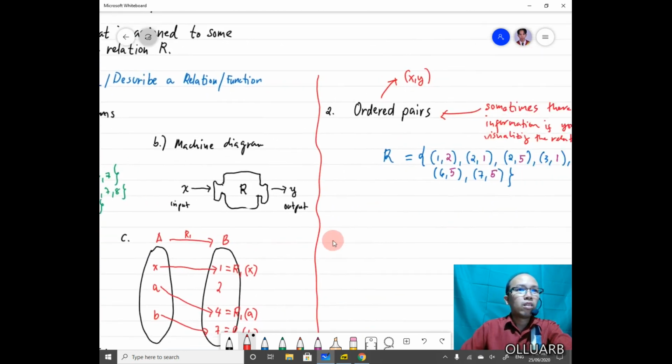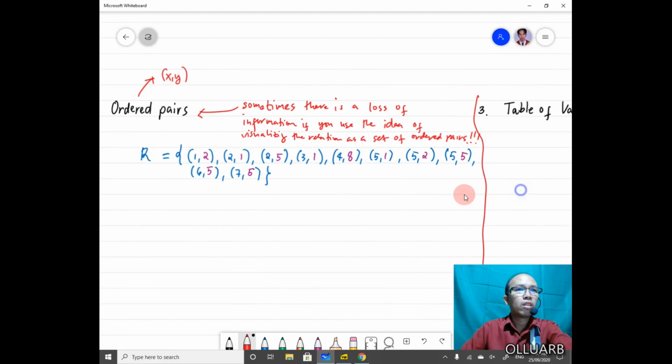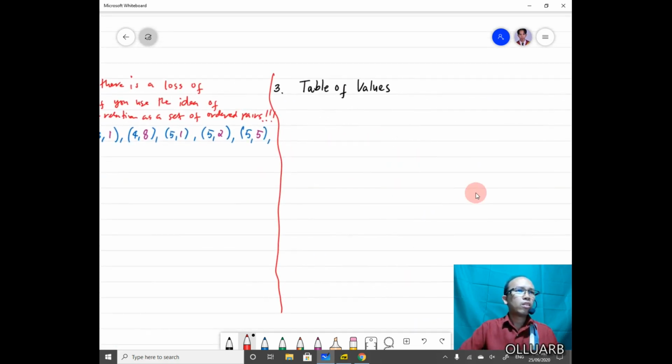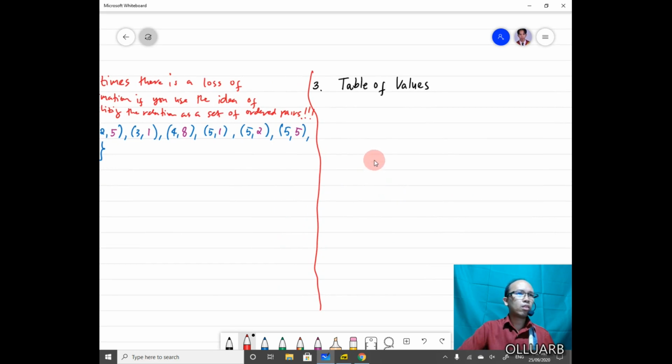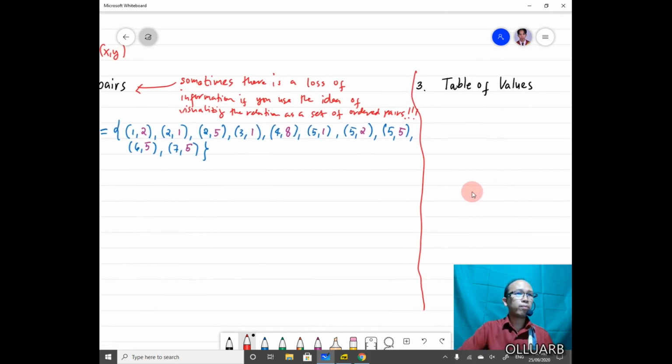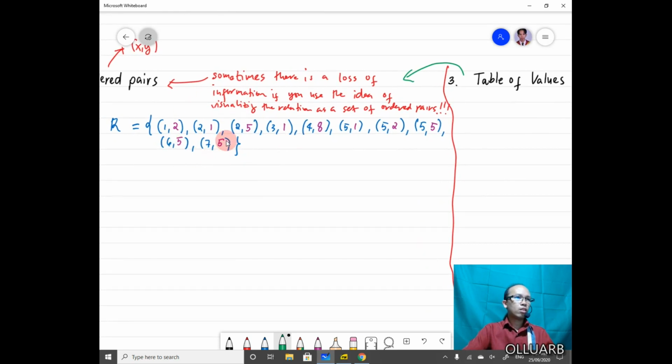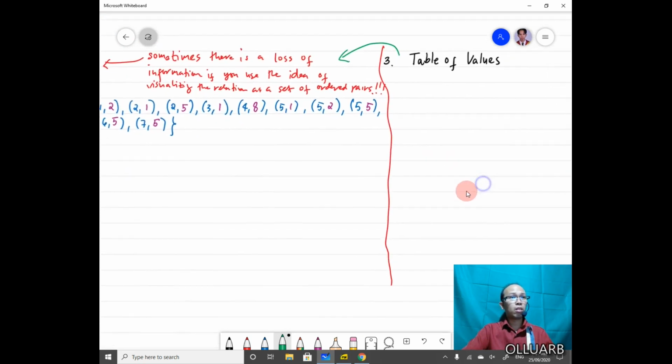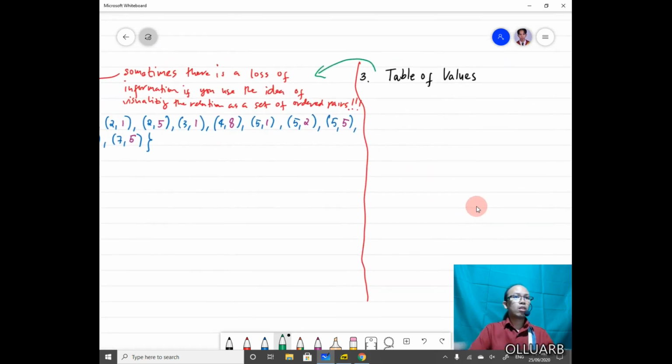Okay, so for the third one, using a table of values, number 2 and number 3 are the same. There is also a loss of information. If you want to write the previous example in the diagram as a table of values, then you can express it this way.